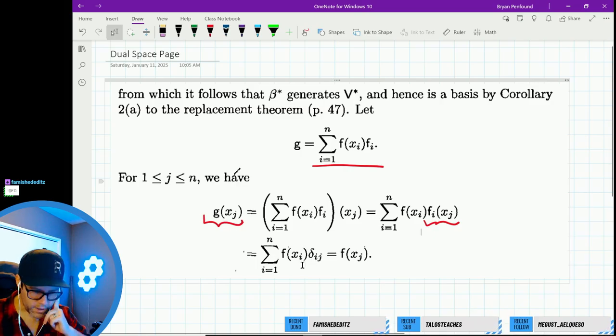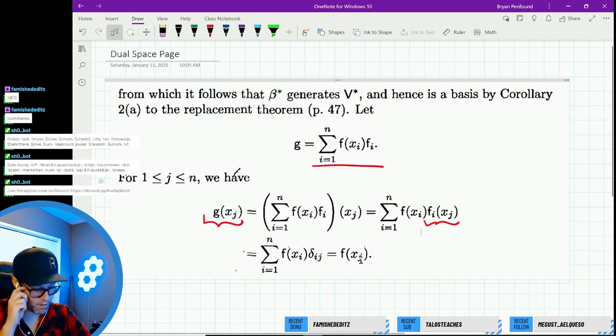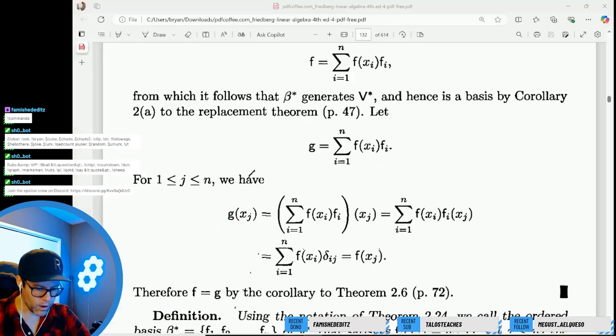And only one of these is going to give me the desired output that I need, and that's xj, right? The only one that we keep is when I and j are the same. So our only output here is f evaluated at xj. Okay, that makes sense. So where are they going with this? Therefore, f is equal to g.